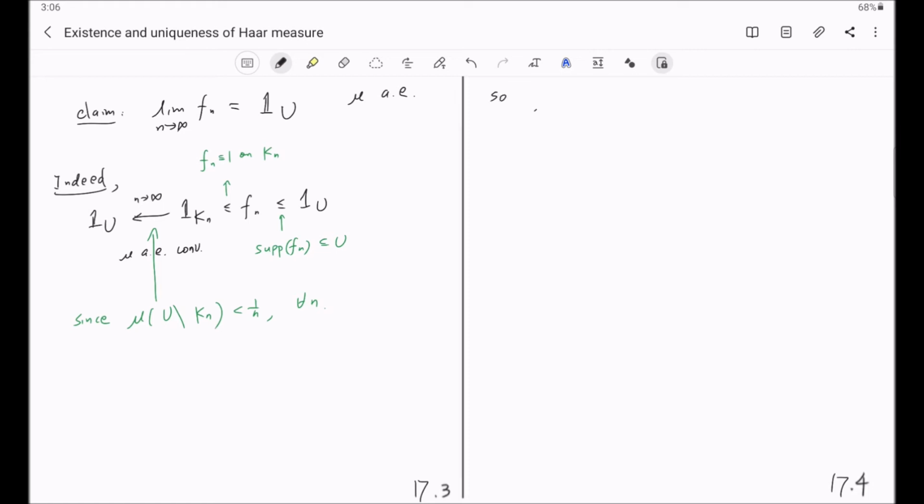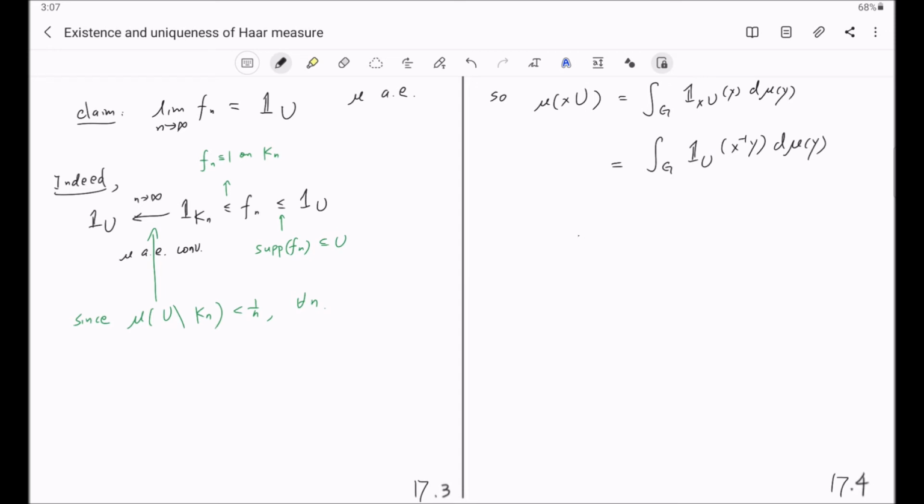So, mu of xU, which can be written as this integral, is equal to, if you put this x inside and make a change of variable, this is the same as the integration of the indicator function on U of x inverse y d mu y. Here, y in xU is the same as x inverse y in U.